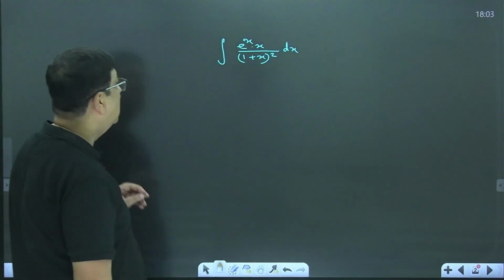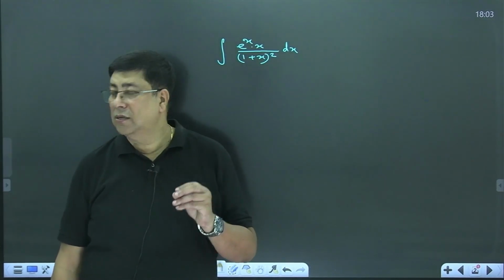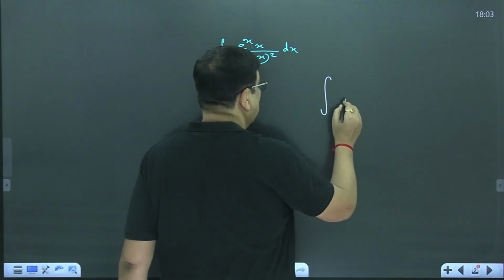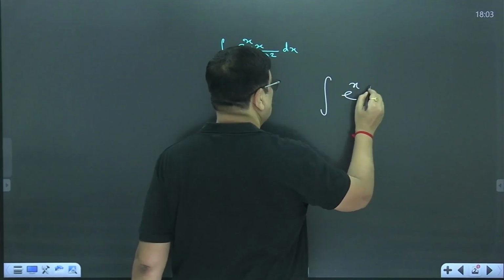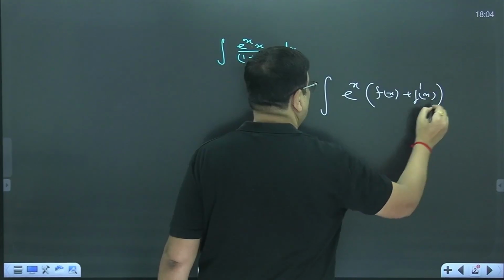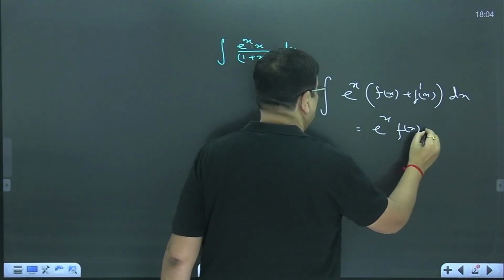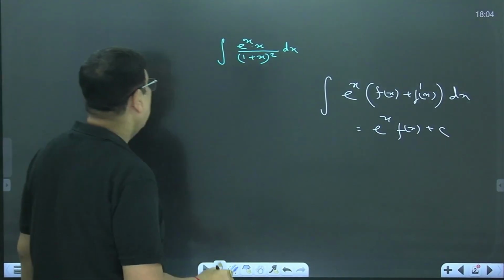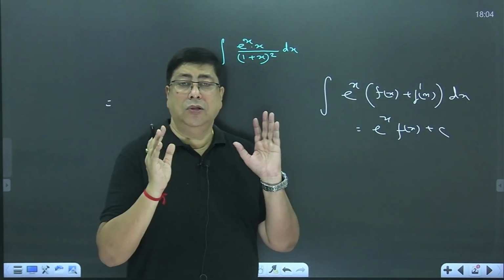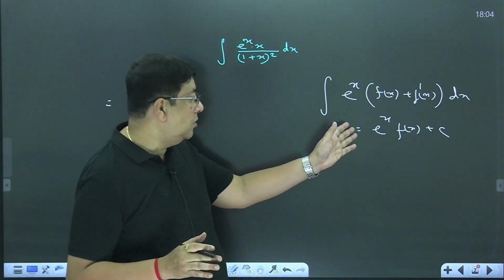So what to do for this? e to the power x into x by 1 plus x whole square. In this case, first of all, we have to know one very famous equation, which is extremely important: integral of e to the power x into f x plus f dash x equals e to the power x into f x plus c. Keeping this in mind, this is very important for JEE Main type examinations, because questions regularly come on the basis of this particular type.